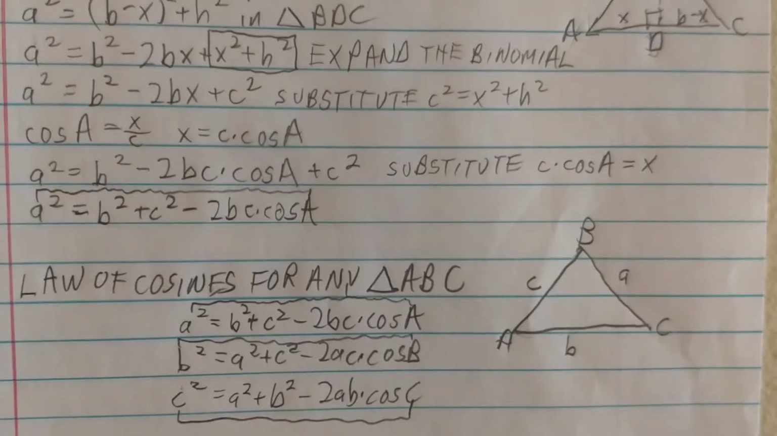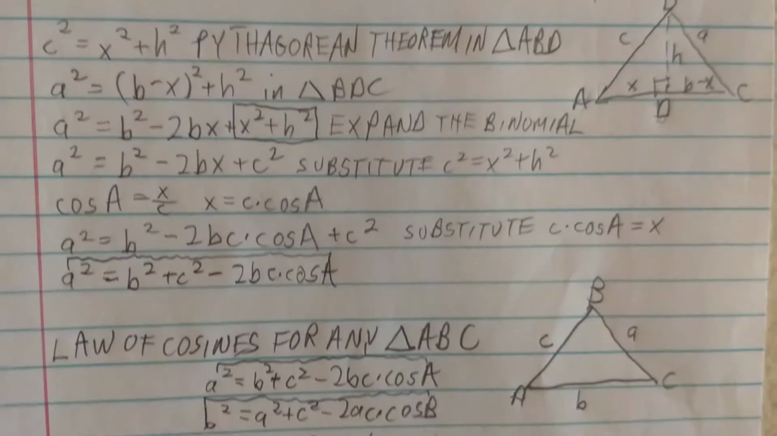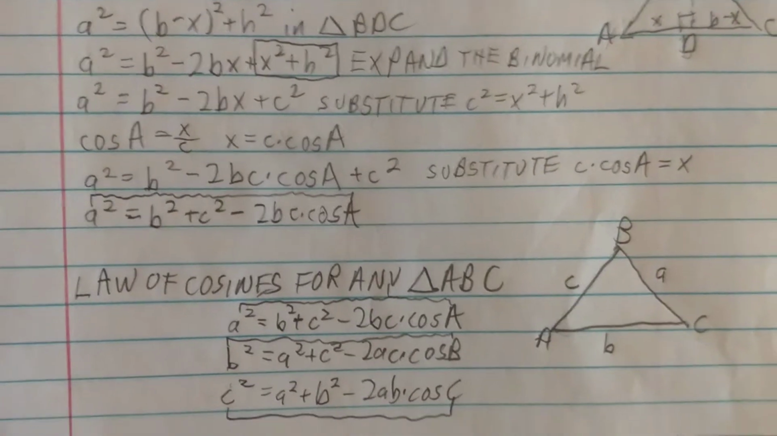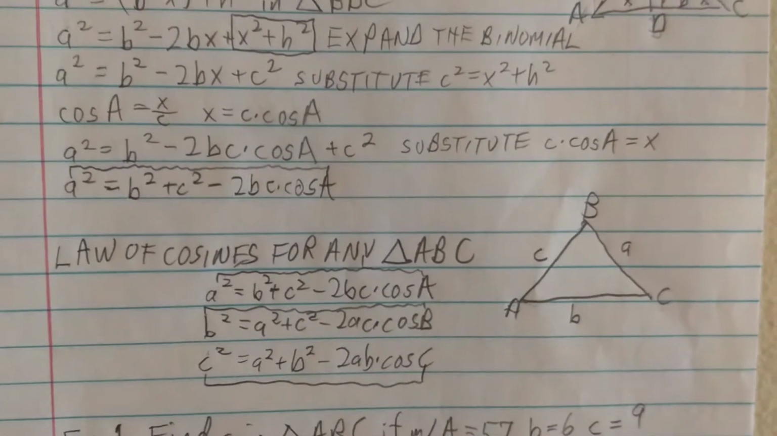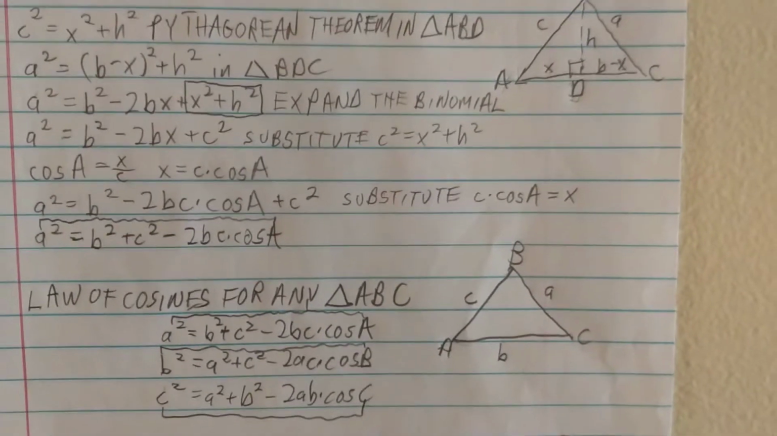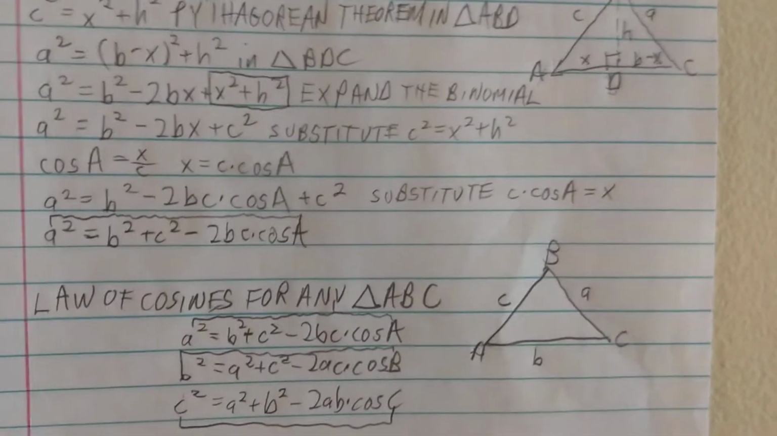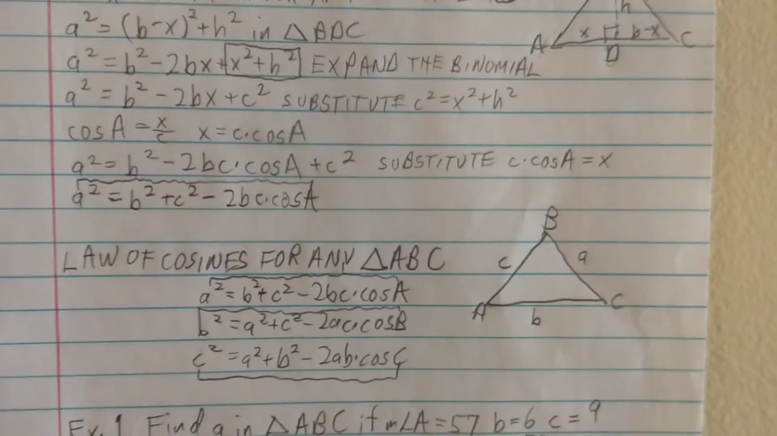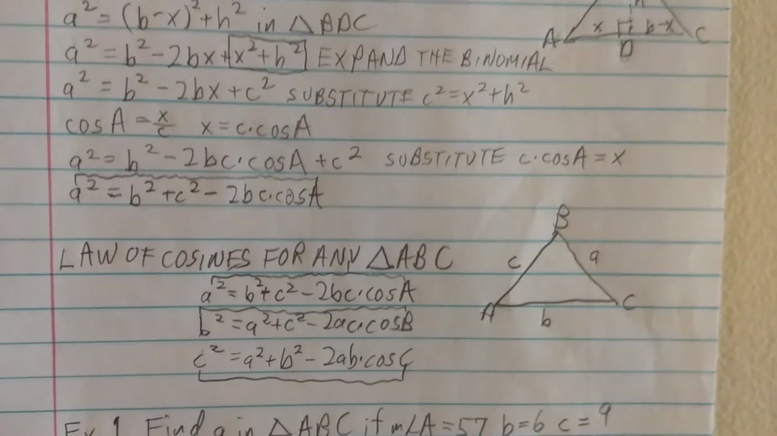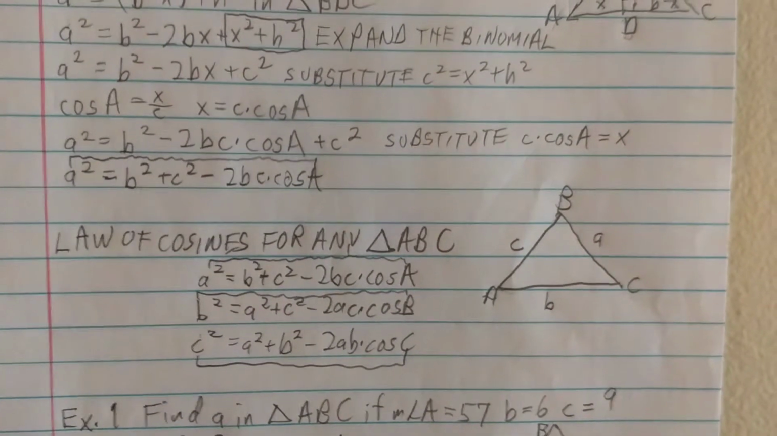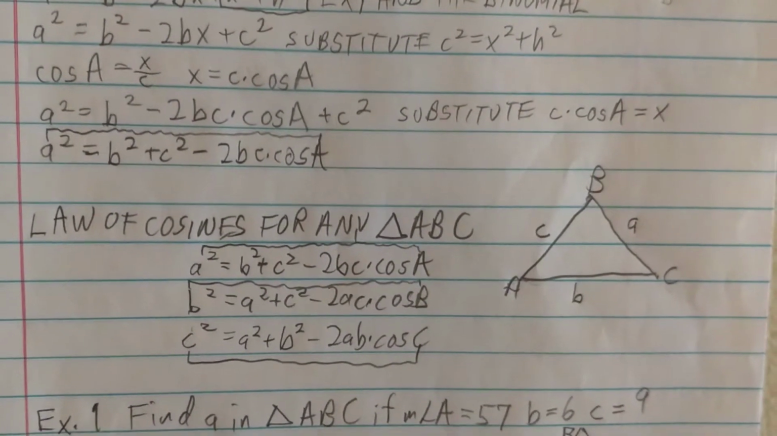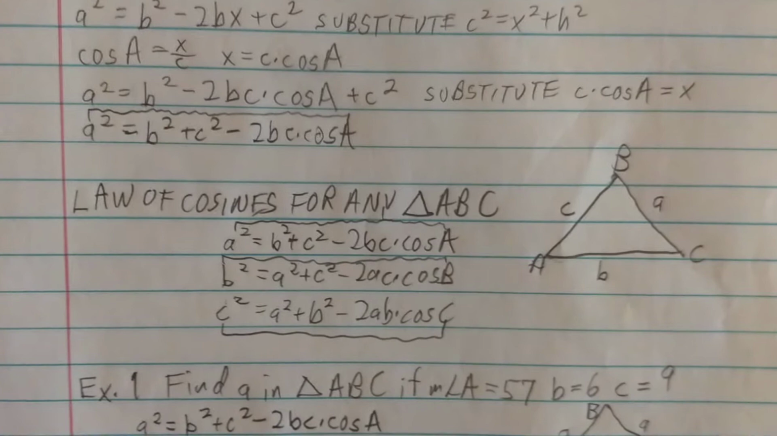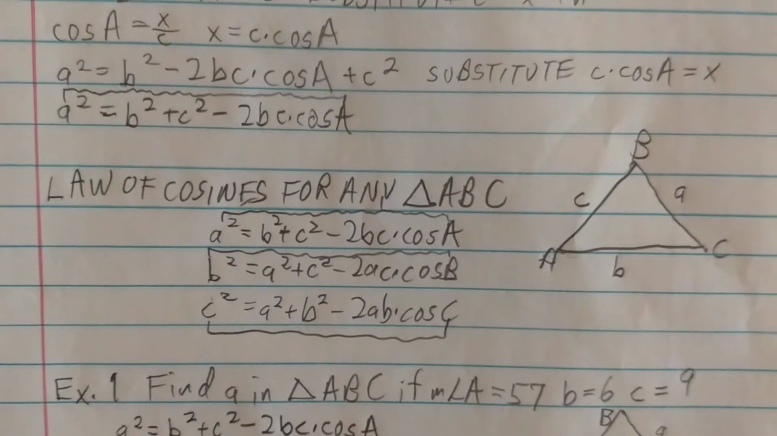And now we can remember that x squared plus h squared is the same as c squared from the left right triangle. So we can substitute for that. A squared is equal to b squared minus 2bx plus c squared. Now seeing that cosine of A is x over c, and multiplying both sides by c, x is equal to c cosine A. So now we can substitute that in for x. So a squared is equal to b squared minus 2bc times cosine A plus c squared. And now rearranging, a squared is equal to b squared plus c squared minus 2bc times cosine A.